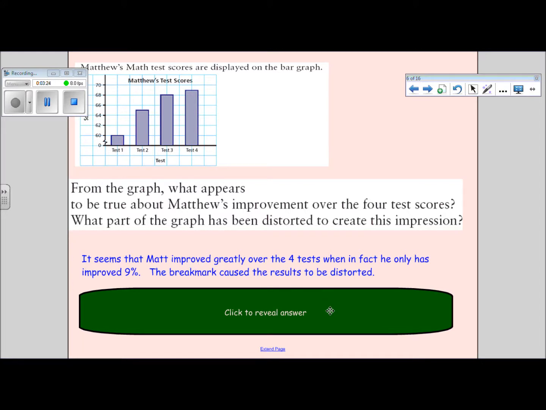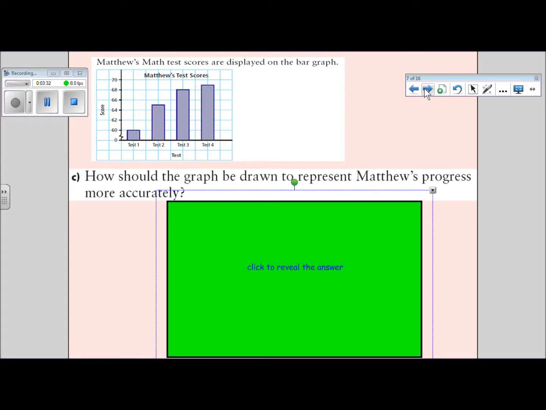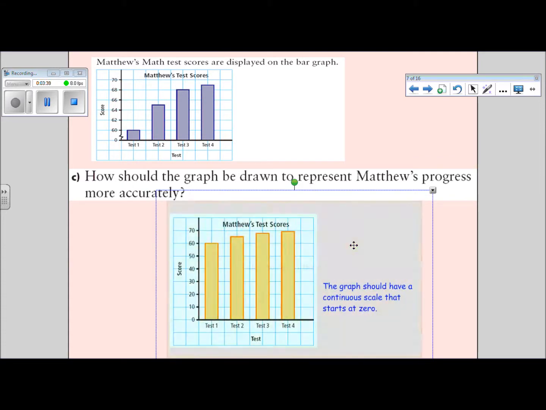The break mark caused the results to be distorted. So he's only gone up 9%, even though it looks like he's gone from 20 to almost 100 if you times it by 5. So how should the graph be drawn to represent Matthew's progress more accurately? That's what the graph should look like. It should start at 0 because that way it gives an accurate representation of the graph.